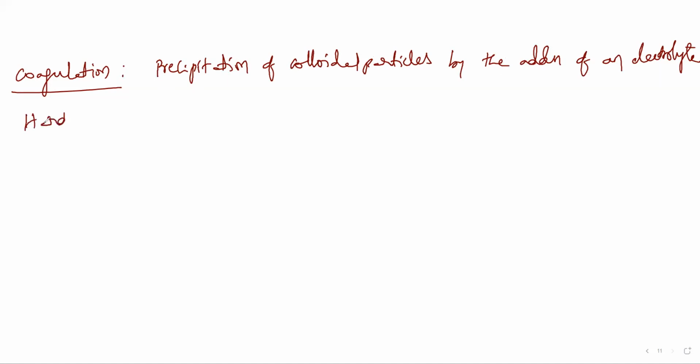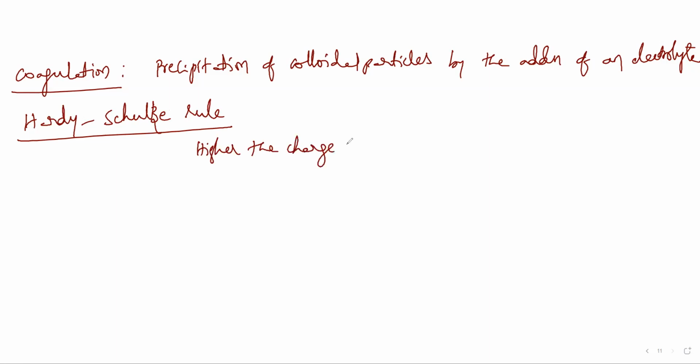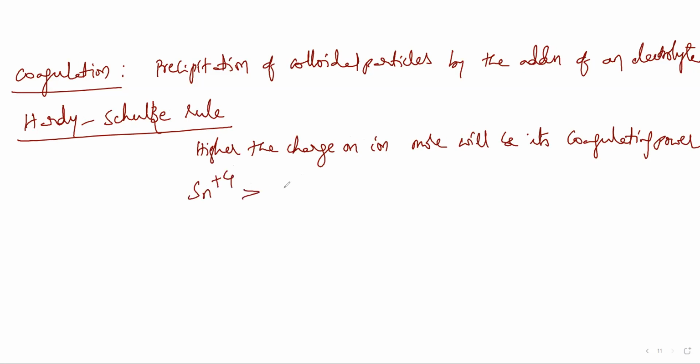This is explained by Hardy-Schulze rule. What is Hardy-Schulze rule? The higher the charge on the ion, the more will be its coagulating power. So Sn4+ will have more coagulating power than Al3+, than Ba2+, than Na+. Why does tin have more coagulating power? It has a high charge.